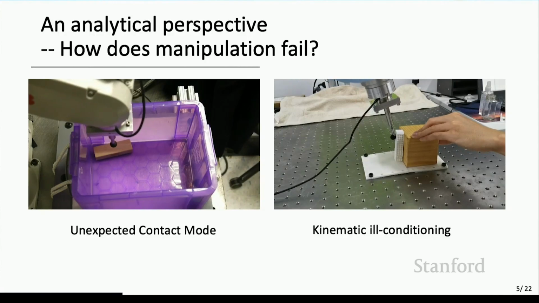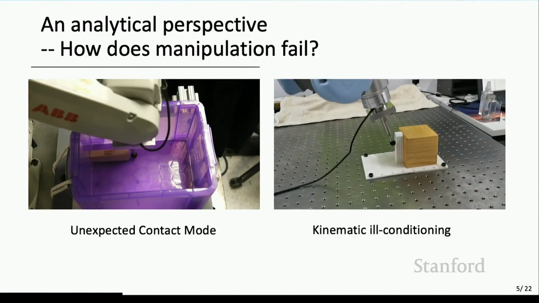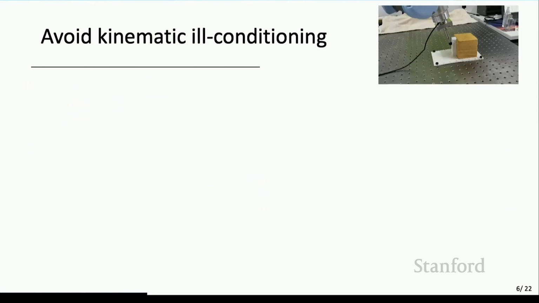These are the two failure modes. How can we avoid them? I will start from the second one, the kinematic yield conditioning. It turns out this situation happens when you have a constraint violation.